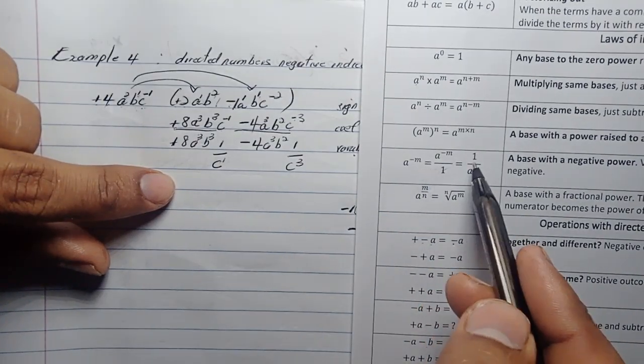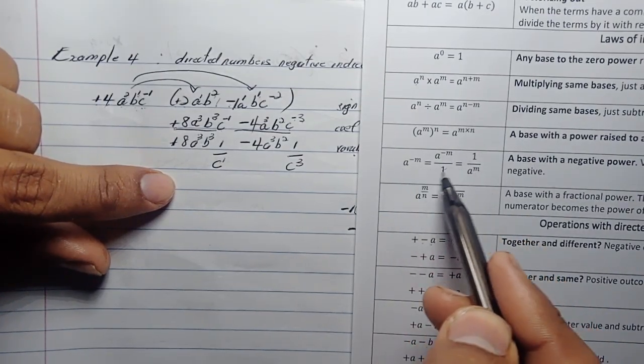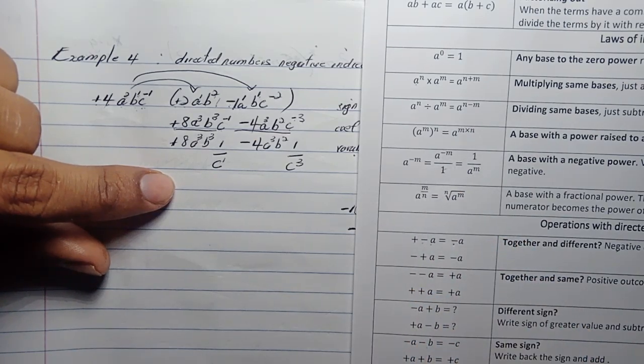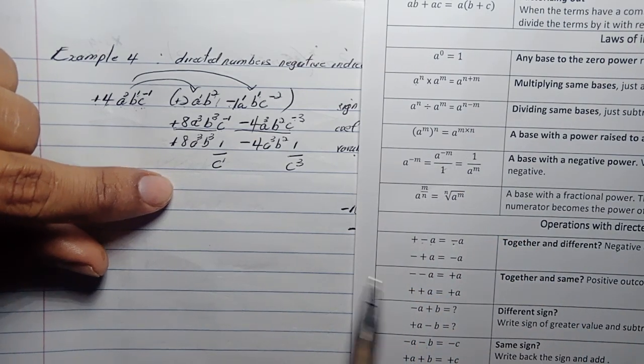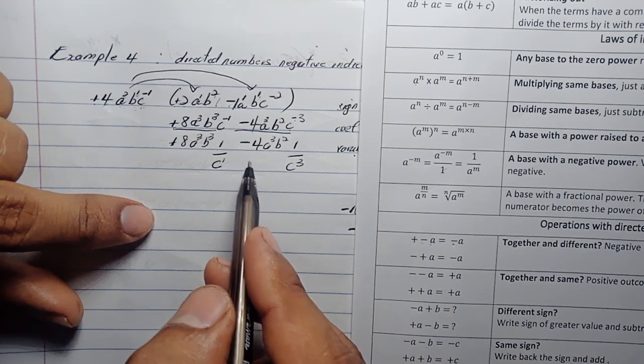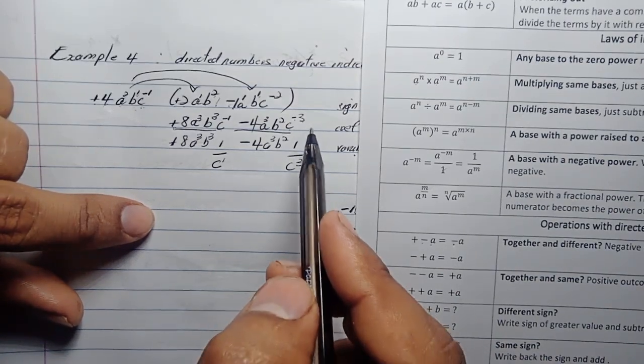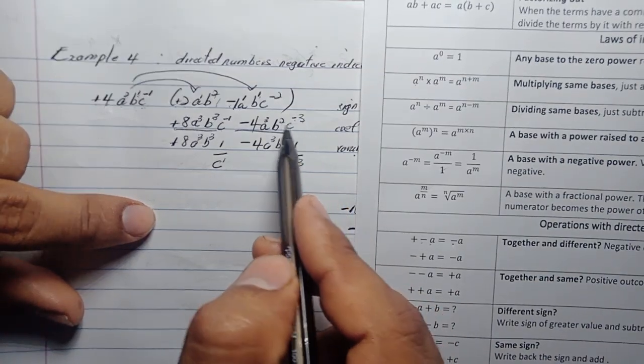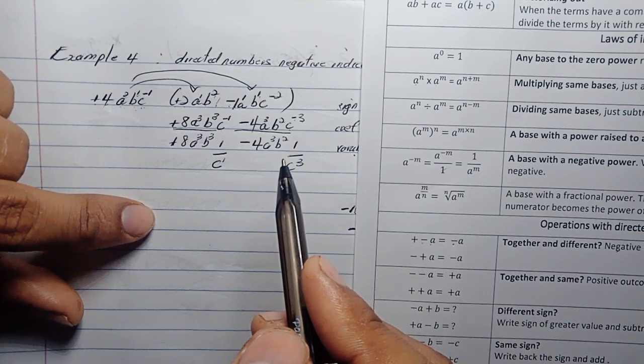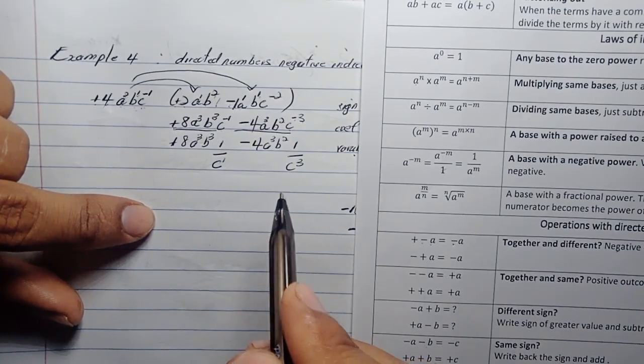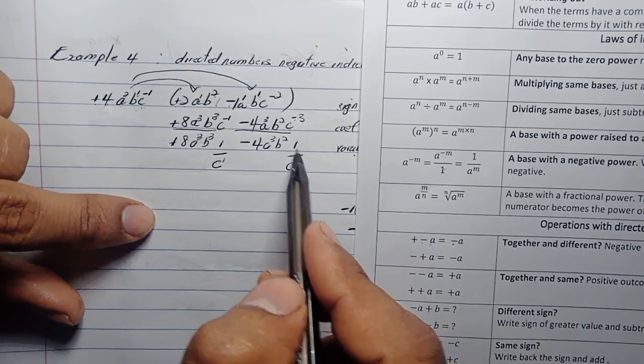So we apply the law here. This law we apply. Very simple, very simple. Okay, so this is our answer. And the reason why we do not want negative indices is because normally your answer has to be positive. So this is your answer.